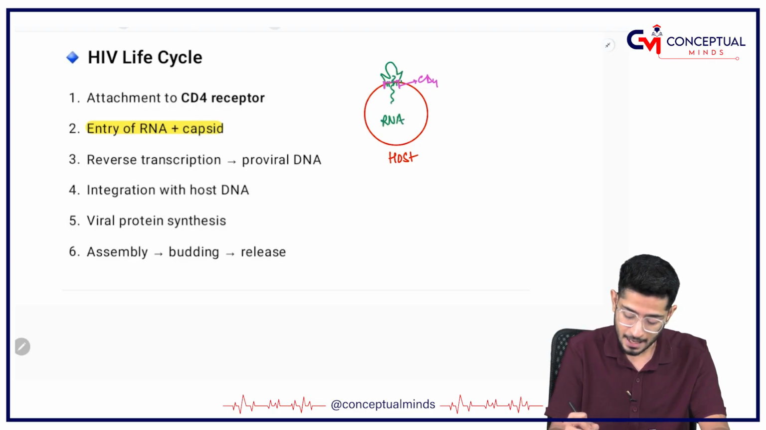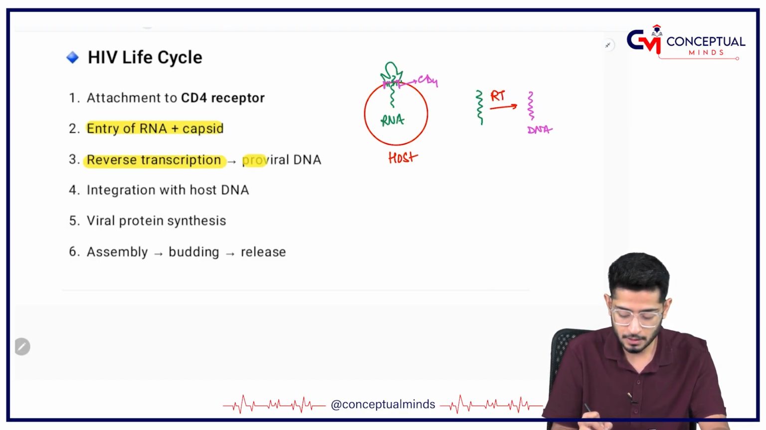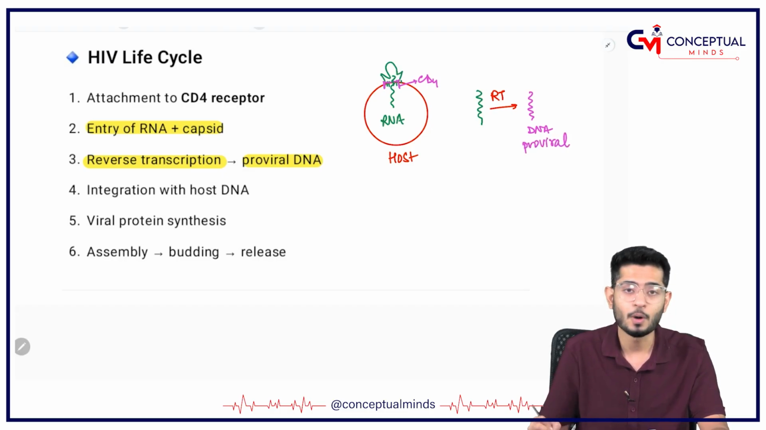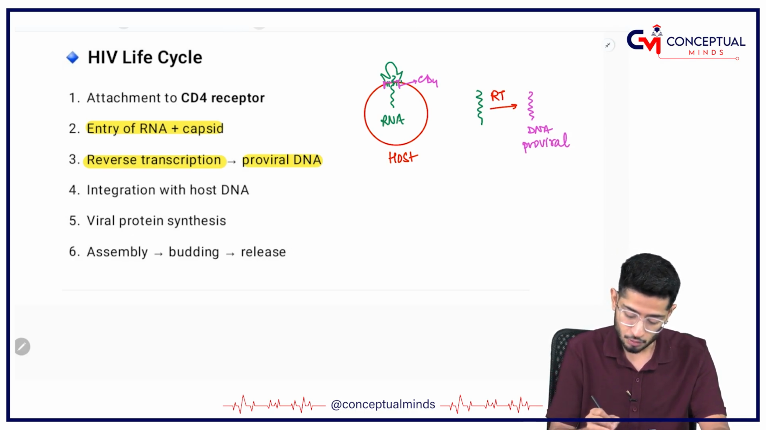Once the RNA is coming inside, the next thing which is going to happen is that this RNA is now converted to DNA, with the help of an enzyme called reverse transcriptase. So reverse transcription will happen and there will be formation of DNA. Now, this DNA will be called proviral DNA.